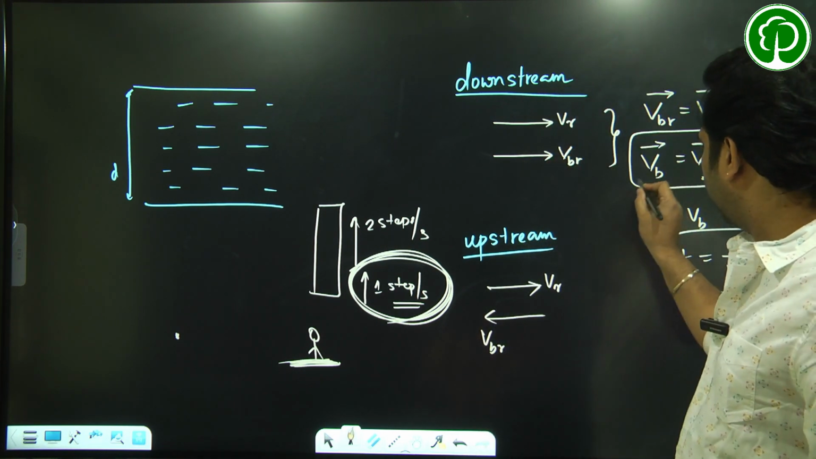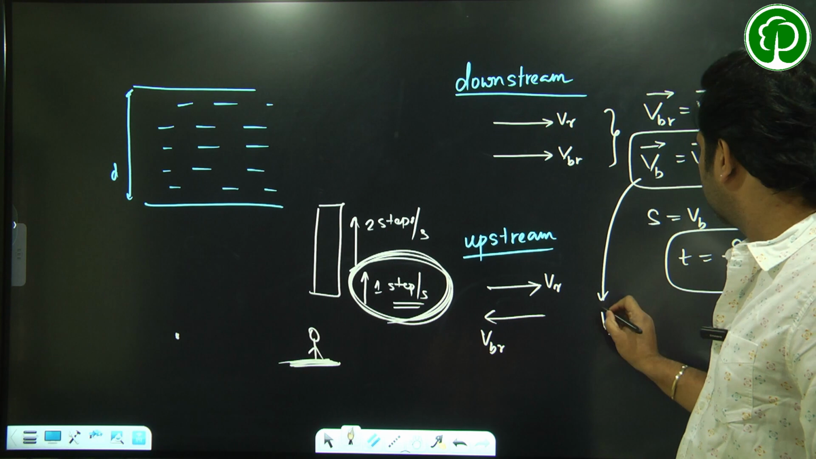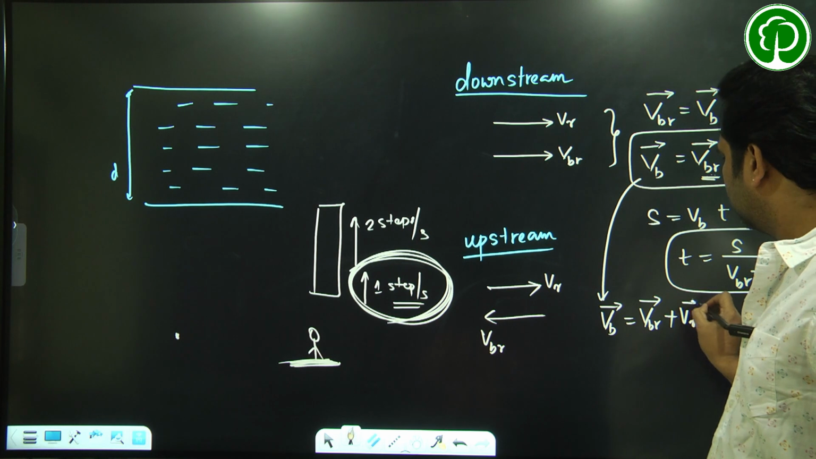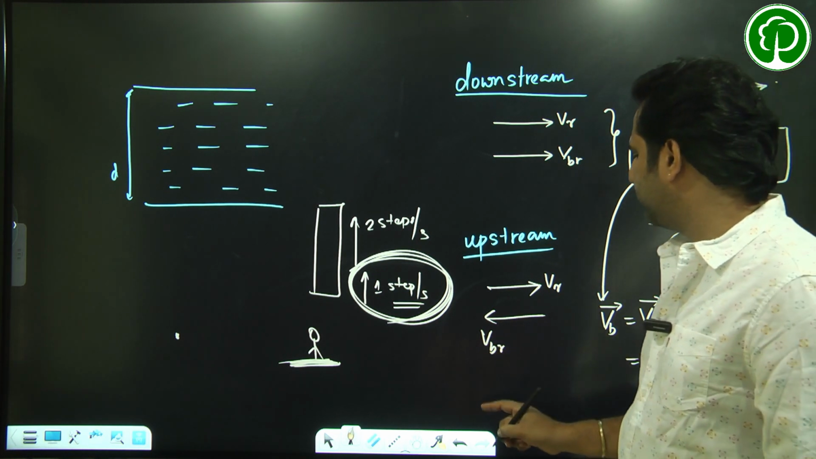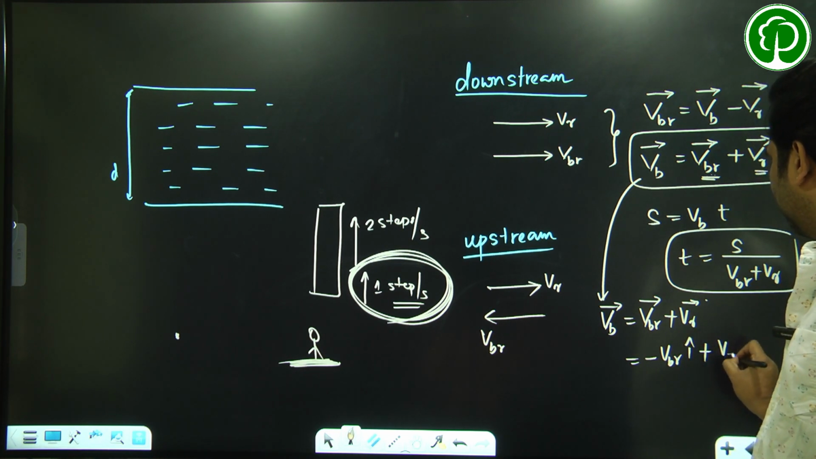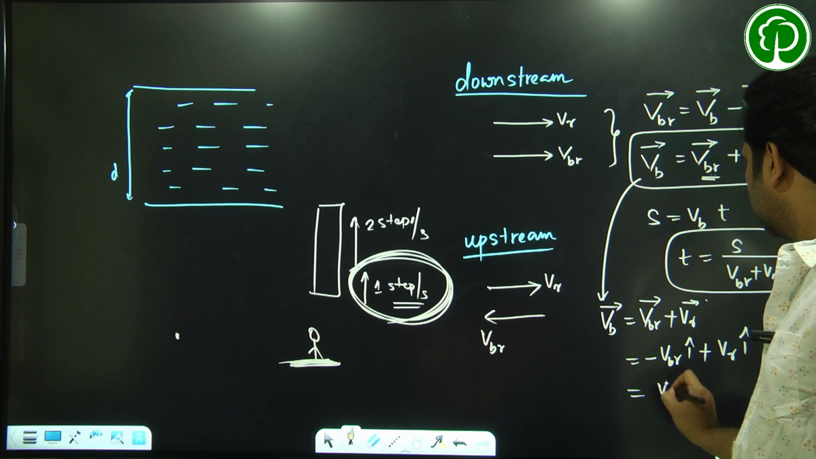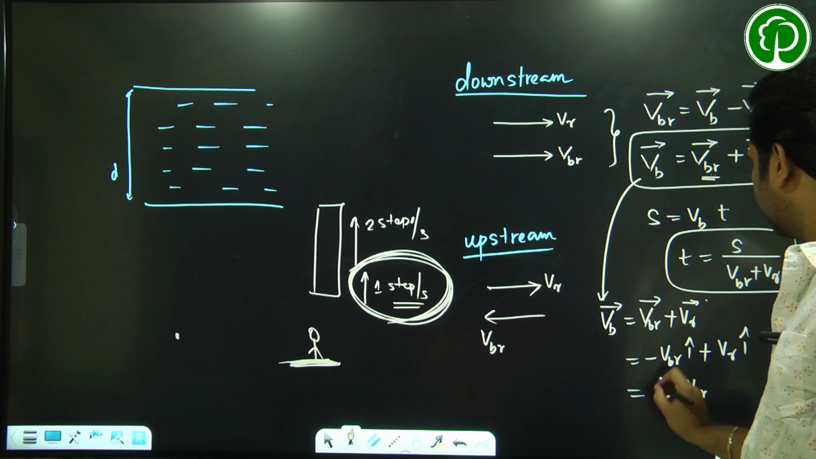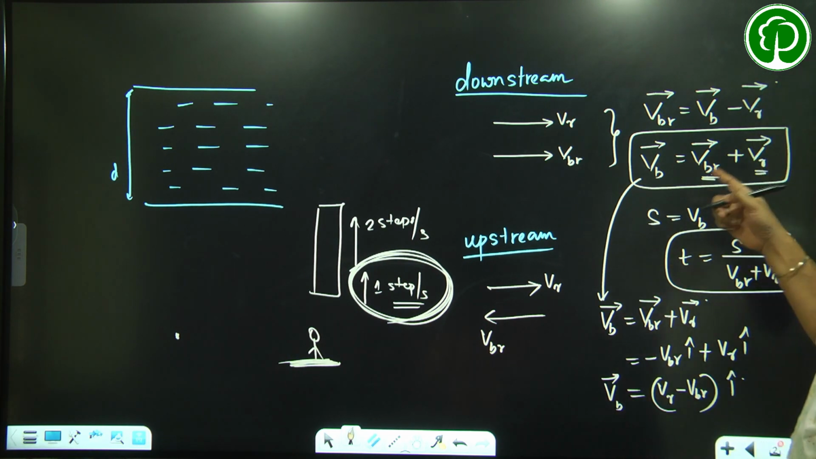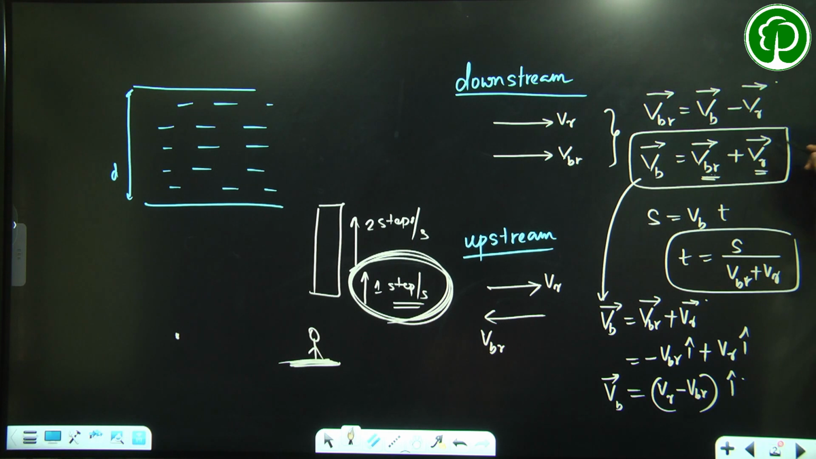So velocity of the boat, again I can use this equation, velocity of the boat is equal to velocity of the boat with respect to river plus velocity of the river. So velocity of the boat with respect to river is minus VBR i cap, and velocity of the river is VR i cap. So this is VR minus VBR i cap. This is velocity of the boat. Same thing if you apply here, you get VBR plus VR in the case of downstream. In the case of upstream, velocity of the boat as seen from the ground is velocity of the river minus velocity of the boat with respect to river.